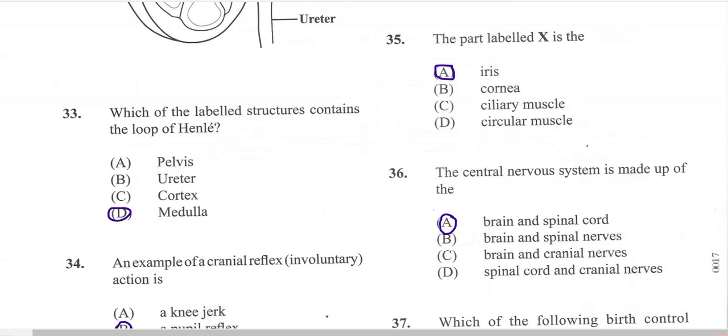Here we go again. 36. The central nervous system is made up of the brain, of course, and the spinal cord. Please don't be mistaken by the spinal nerve. That's something different. And don't be mistaken by the cranial nerve. That is also something different. Of course, the cranial nerves would have referred to those that are going to the eye, the ears, and so on. And the spinal nerves are those that are going to the other lower parts of the body. And the spinal cord, you know, it's pretty much a tail of the brain. So our answer for 36 is going to be A.